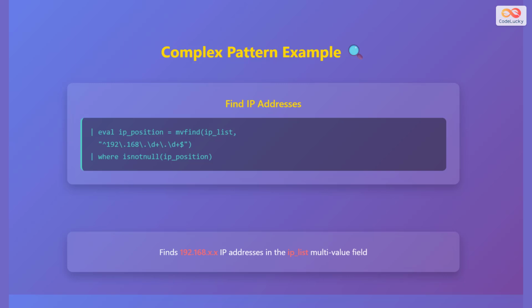For more advanced use cases, you can use complex regular expressions with the mvfind command. This example demonstrates searching for IP addresses that match a specific pattern. The command looks for IP addresses that start with 192.168, followed by any digits for the third and fourth octets. The caret symbol at the beginning and $ sign at the end ensure that the entire value matches this pattern exactly. The backslashes escape the dots, and the \d+ matches one or more digits.